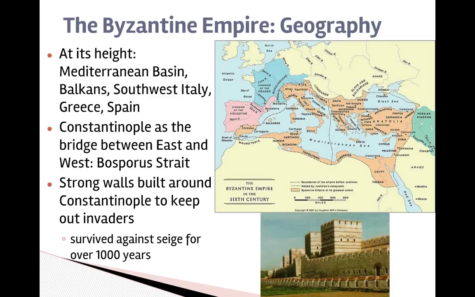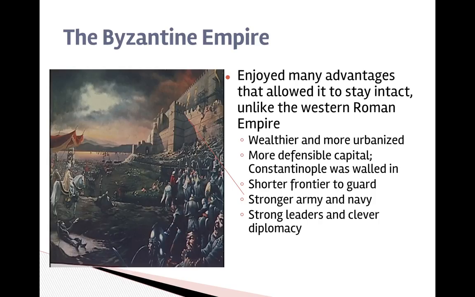And because of these fortifications, there were attempts to lay siege on Constantinople a few times, but it actually does not fall until the year 1453. And so that means that Constantinople as a city remains intact for over 1,000 years. And that's a very, very impressive amount of time for a pre-modern empire to last.